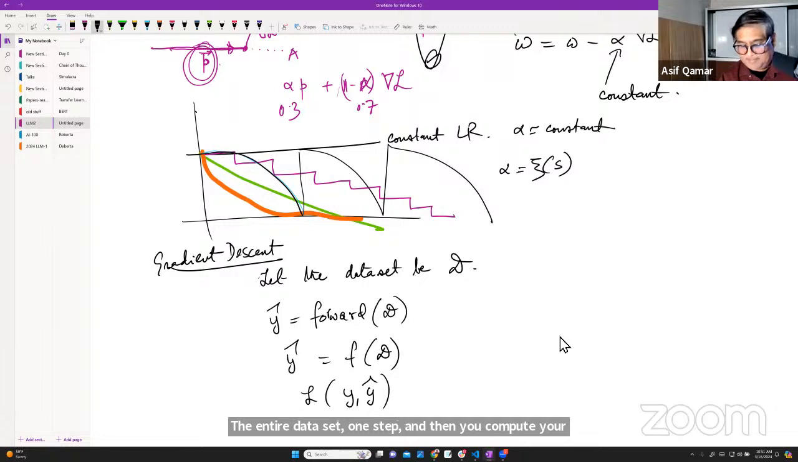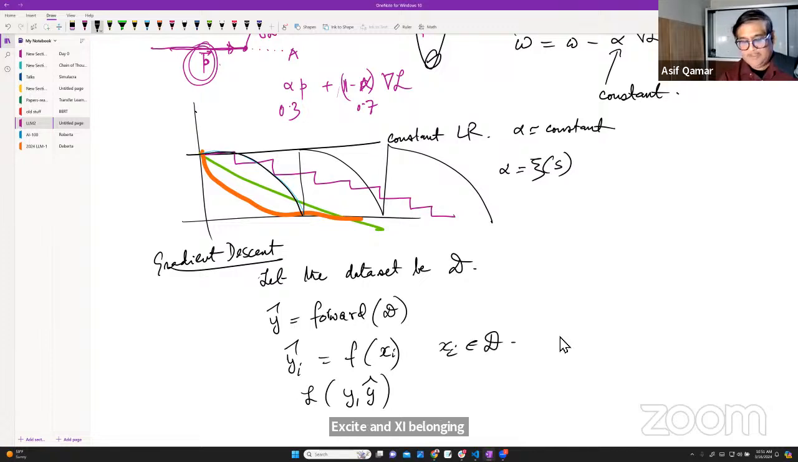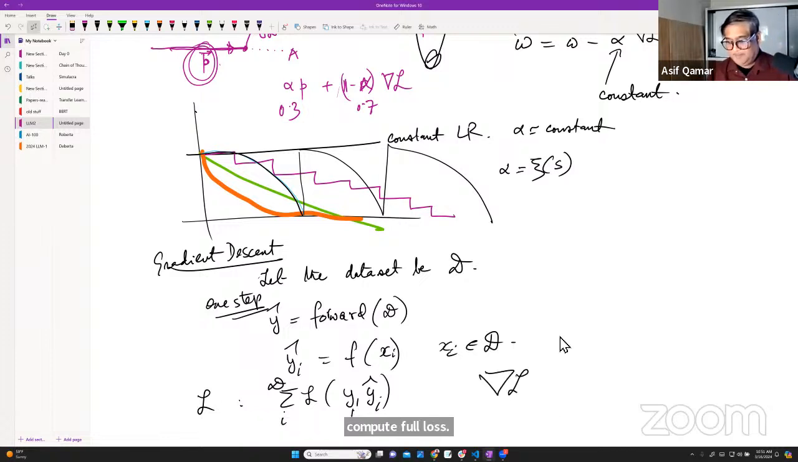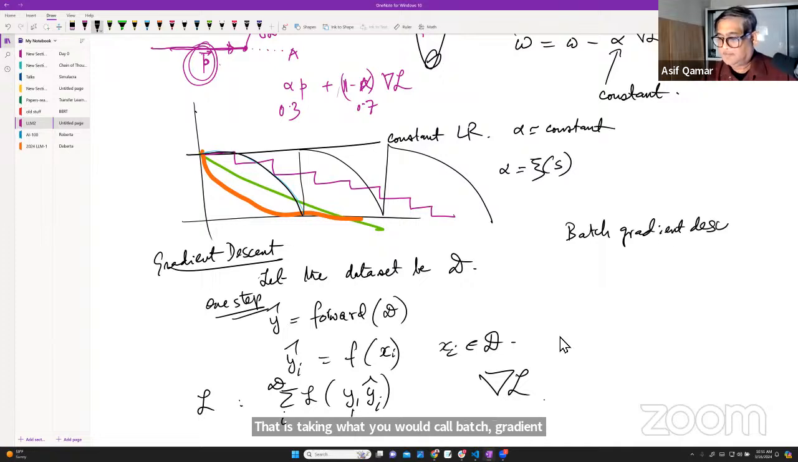For every point, in reality, this should be written as xi, with xi belonging to the entire data set, in one step. In one step, you do this, and your loss is a summation over the entire data set to compute the full loss in that step. And then when you take the gradient descent of that, it is what you would call batch gradient descent. It represents one extreme position.